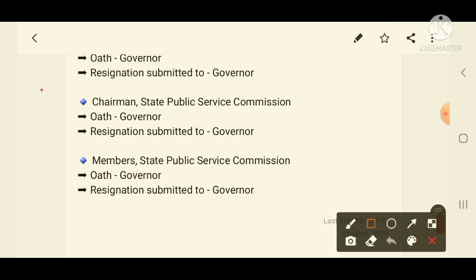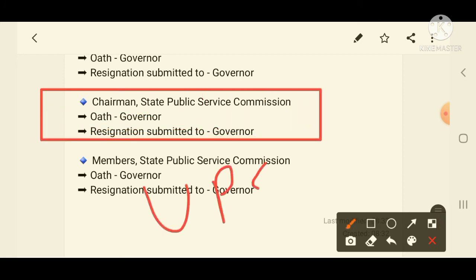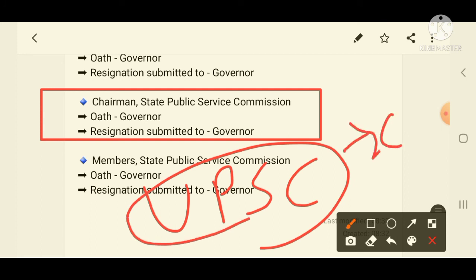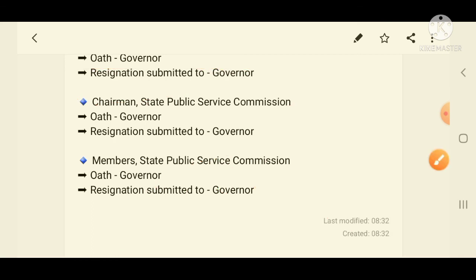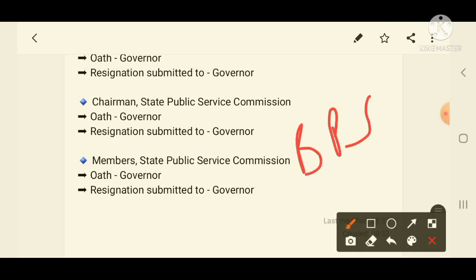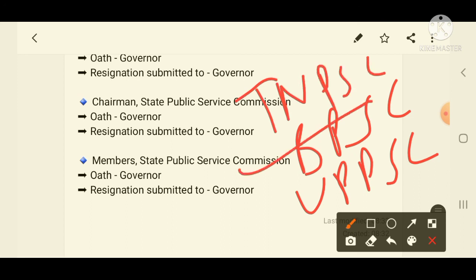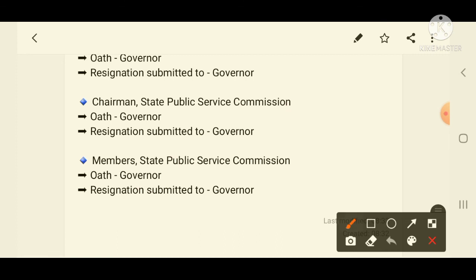Next post in line is State Public Service Commission. Just now you studied regarding the Union Public Service Commission, that was at central level. But now, what if the chairman of the State Public Service Commission has to be elected? The State Public Service Commission's function is to conduct examinations for the state civil services like BPSC, UPPSC, TNPSC, that is Tamil Nadu Public Service Commission, Bihar Public Service Commission, Uttar Pradesh Public Service Commission, MPSC, Madhya Pradesh Public Service Commission. So the exam conducting body of state civil services is the State Public Service Commission, and if new members are being elected to the SPSC, then he will be given oath by the Governor, and if any member is resigning from the post of State Public Service Commission, then he will submit his resignation letter to the Governor only.